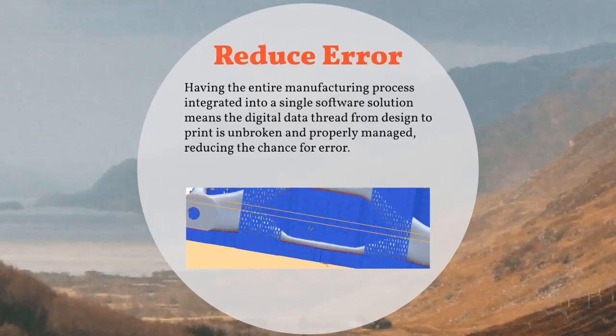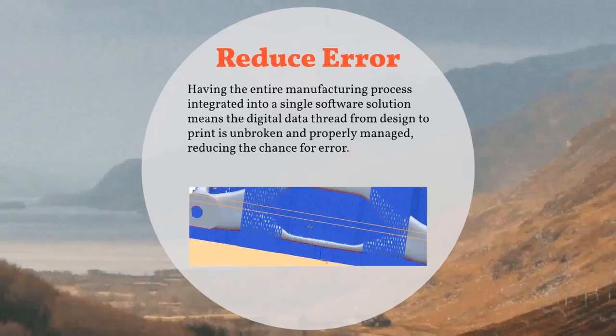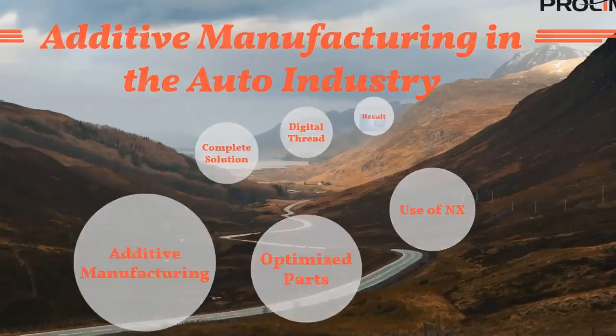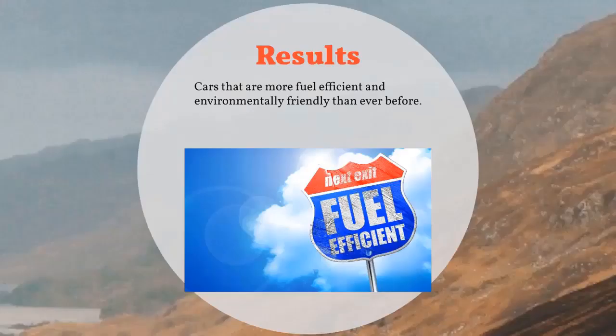For large enterprise companies, having the entire additive manufacturing process integrated into NX means the digital data thread from design to print remains unbroken, reducing the chance for error. And by industrializing additive manufacturing, we can make automobiles of the future more fuel efficient and environmentally friendly than ever before.